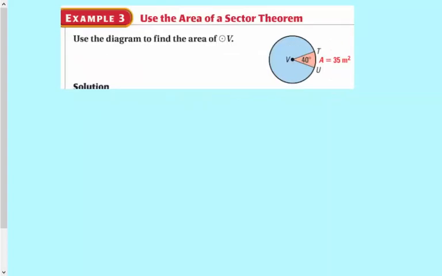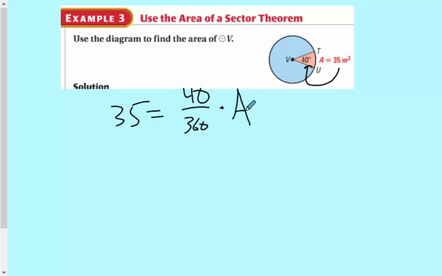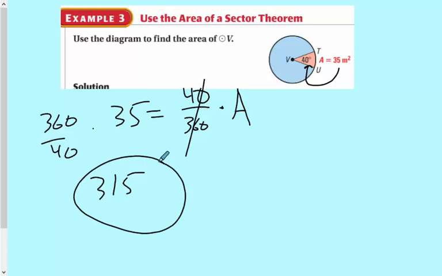Okay, how about the area of circle V? Here they give us the area of the red sector, which is 35. The percentage is 40 out of 360, and then we want the area of the full circle. So instead of putting pi r squared, I'm just going to put the area, because that's the same as pi r squared. That's what I'm looking for. So I'm going to multiply by 360 over 40 to get rid of that. So 360 times 35, and then I'm going to divide that by 40. And 315 is the area, and I guess that would be in square meters.